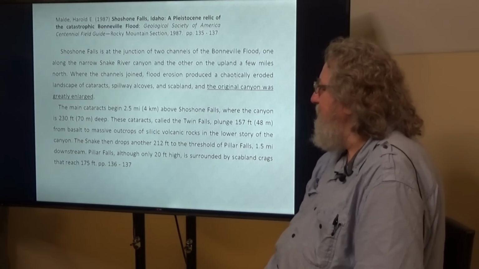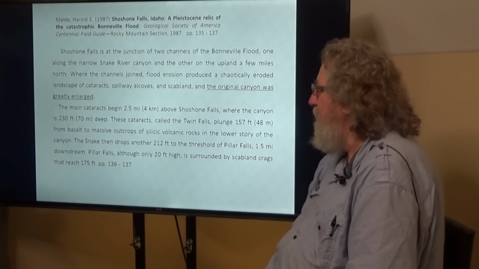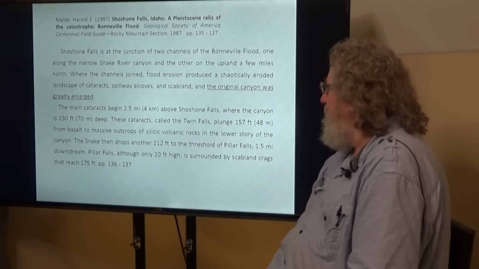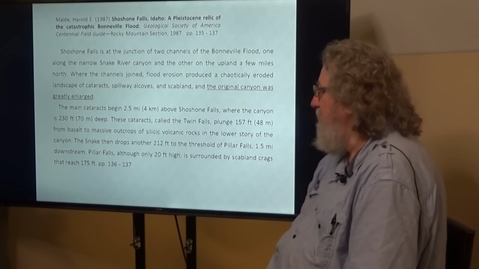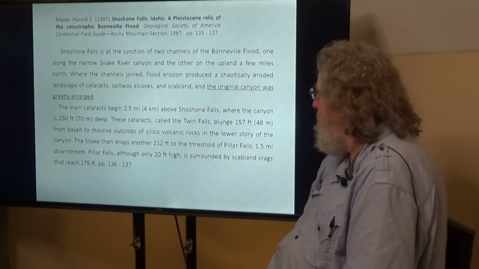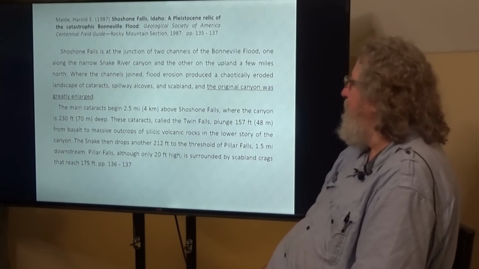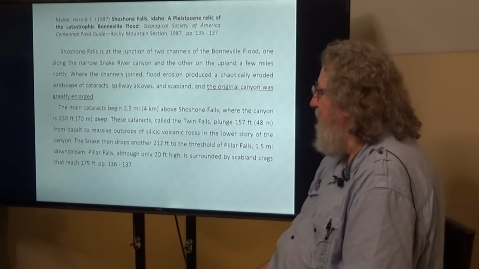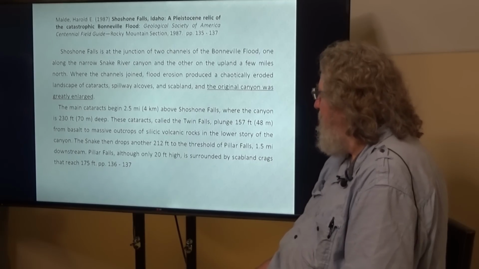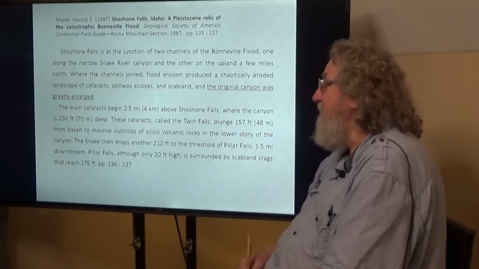The main cataracts begin 2.5 miles above Shoshone Falls, where the canyon is 230 feet deep. These cataracts, called the Twin Falls, plunge 157 feet from basalt to massive outcrops of silicic volcanic rocks in the lower story of the canyon. The Snake then drops another 212 feet to the threshold of Pillar Falls, 1.5 miles downstream. Pillar Falls, although only 20 feet high, is surrounded by scabland crags that reach 175 feet.